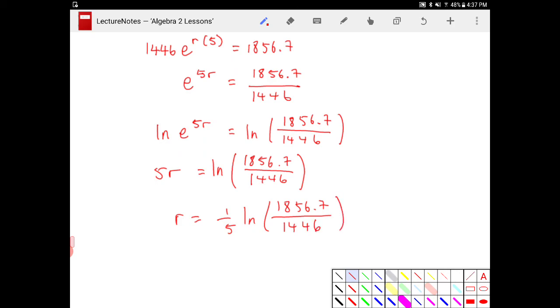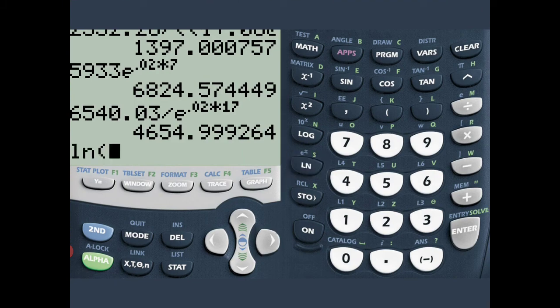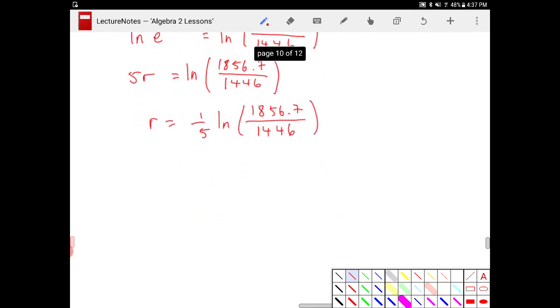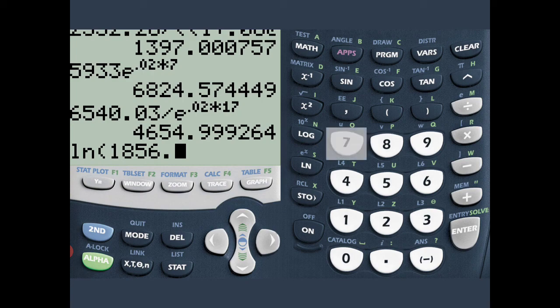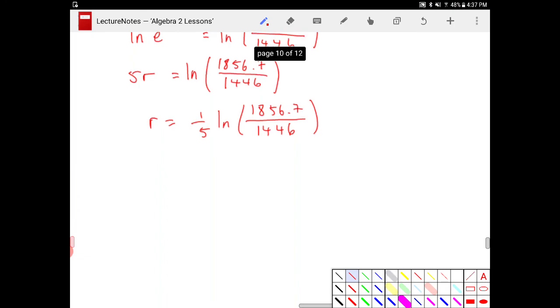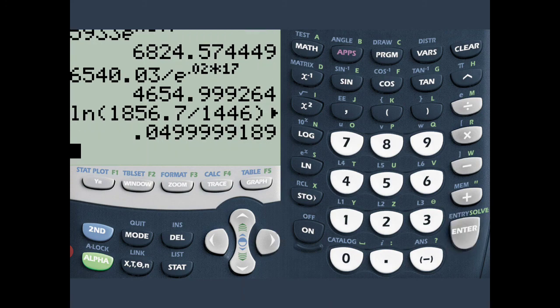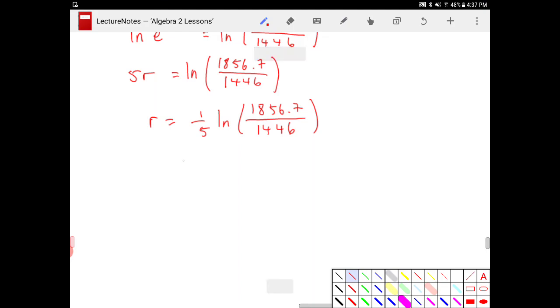And I want to enter that into the calculator. ln of 1856.7 divided by 1446, and then times 1/5. That's 0.049999. So r is equal to 0.05, or 5% per year.